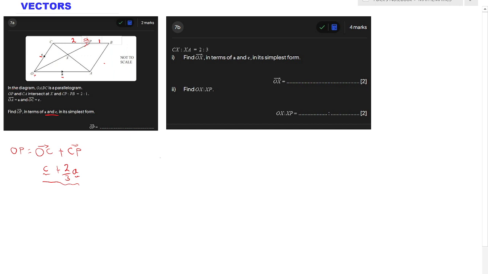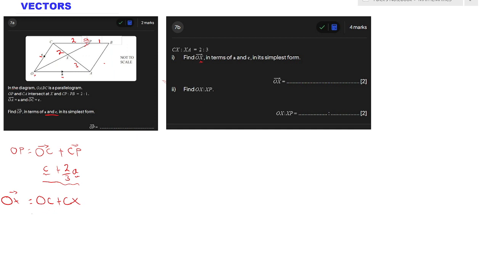Now let's go to question 2. Now in question 2, we have this one here. Find OX in terms of A and C in its simplest form. And then we've been told that CX to XA is 2 to 3. So CX is 2, XA is 3. Total ratio is 5. So that means for us to get OX, O to X, we need to go first of all from O to C and then we go from C to X.